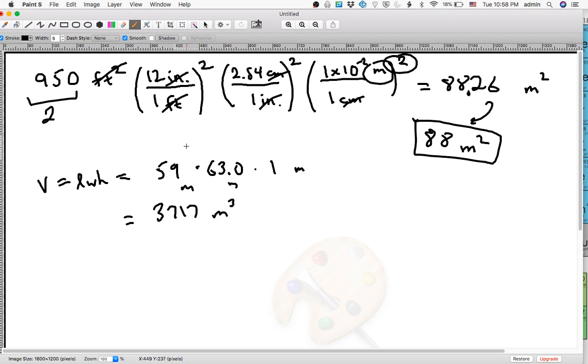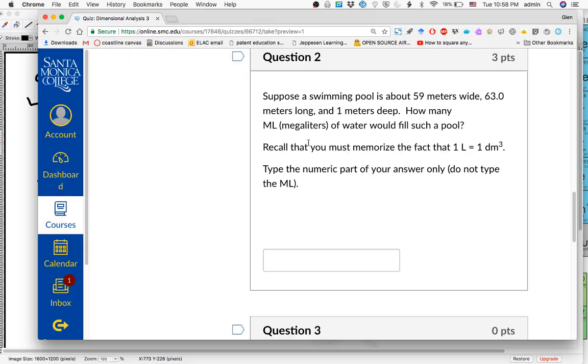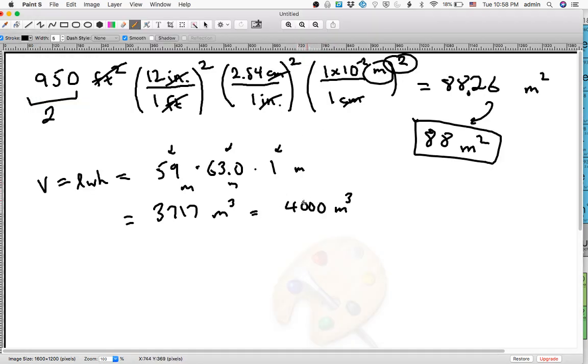Let's count the significant figures. All of these are measurements. 2 significant figures, 3 significant figures, 1 significant figure. The answer is really 4,000 cubic meters. All right, so that's the volume. It's 4,000 cubic meters. Now, how many megaliters? All right, so I need to change 4,000 cubic meters to megaliters.